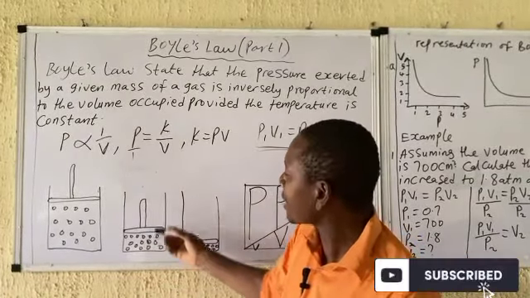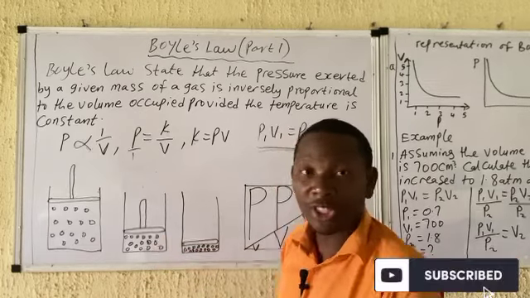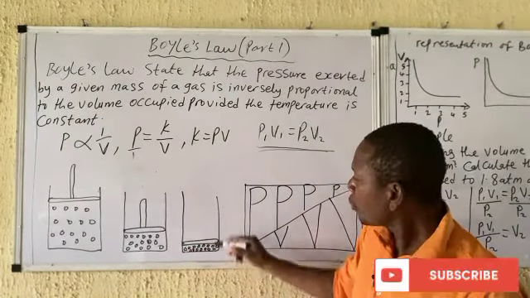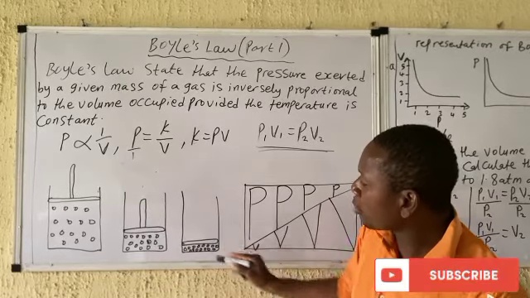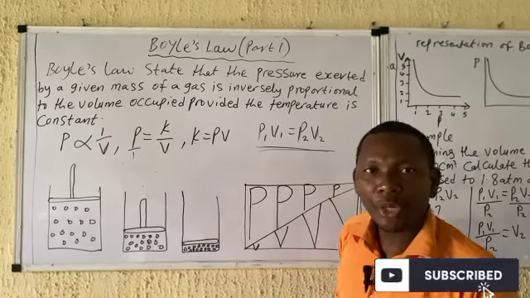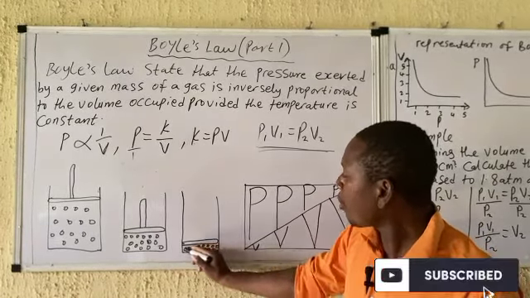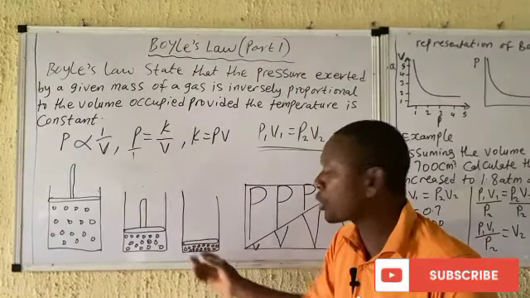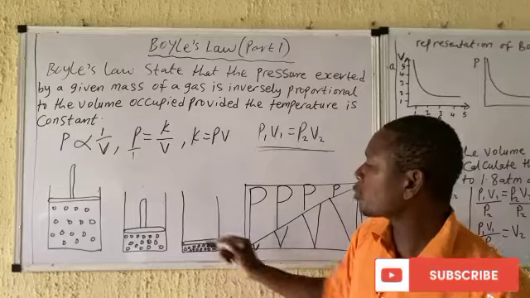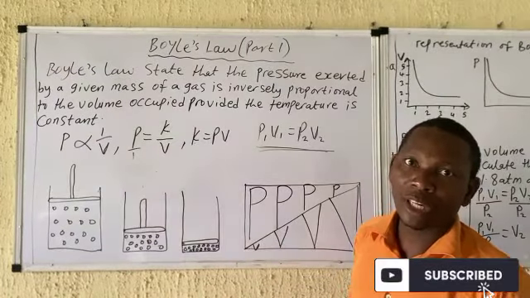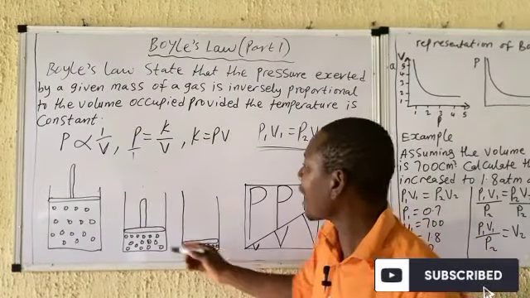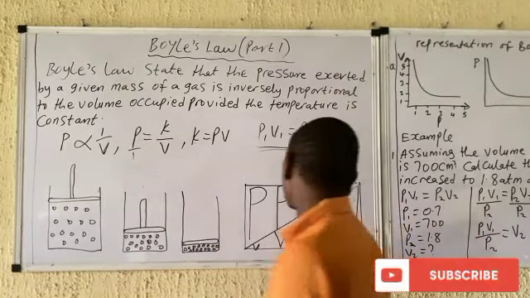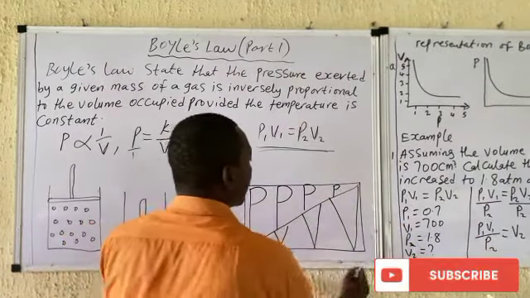So you realize that as the volume is decreasing, the pressure is actually increasing. What about if you now decrease the volume further? If you decrease the volume further, and in this case the volume is so small, the pressure will increase greatly because the atoms of gas are now so close to each other and they will be colliding among themselves and with the wall of their container. So this place will now have great pressure or high pressure. So we realize that as the volume is decreasing, the pressure is actually what? Increasing.